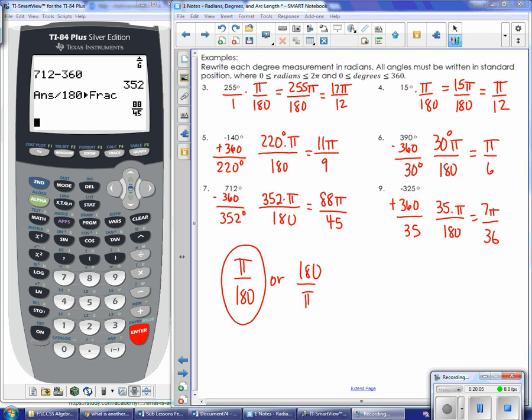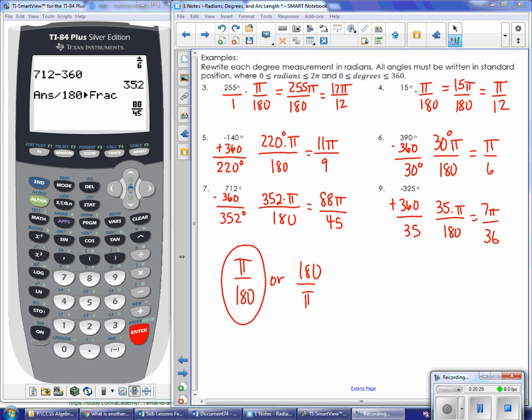Okay, let's check your work. And I was actually wrong. When you subtract 360 from 712, you get 352, and that is an angle in standard position. So when you multiply by pi over 180 and simplify it, you should get 88 pi over 45. With number 9, since that angle starts off being negative, you'll have to add 360, which means it's equivalent to a 35-degree angle, and that translates into 7 pi over 36.